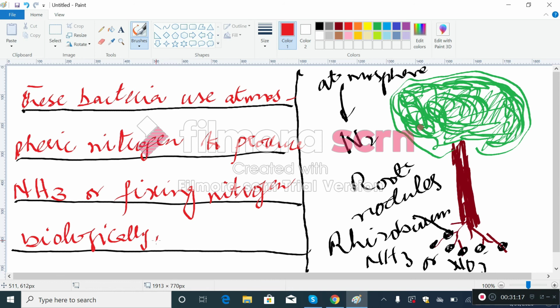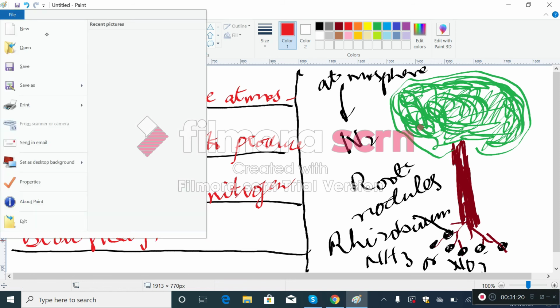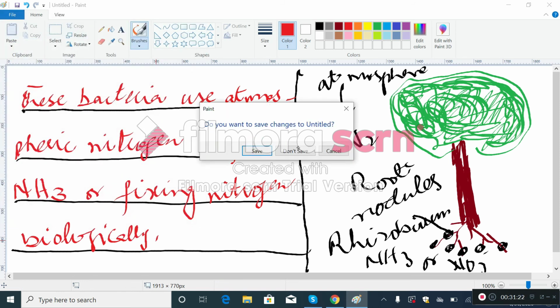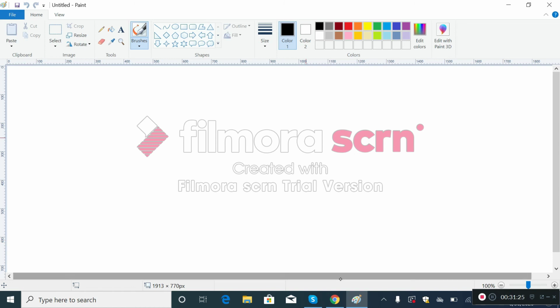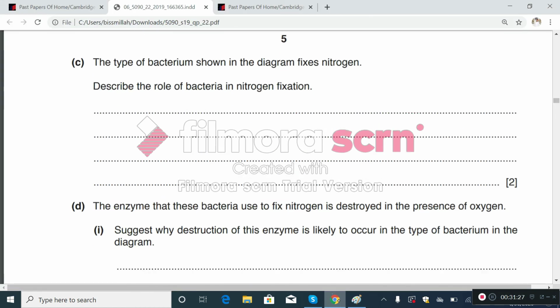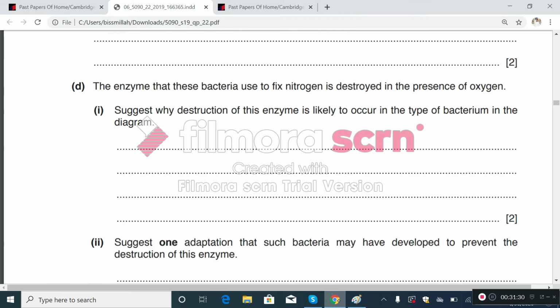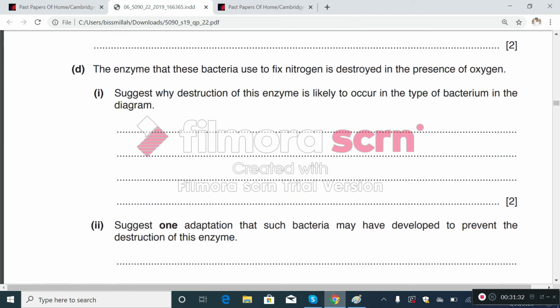Okay, now we move to the next section of this question. What is that? Let's see. Move to section D. The enzyme that these bacteria use to fix nitrogen is destroyed in the presence of oxygen. Suggest why destruction of this enzyme is likely to occur in the type of bacterium in the diagram.